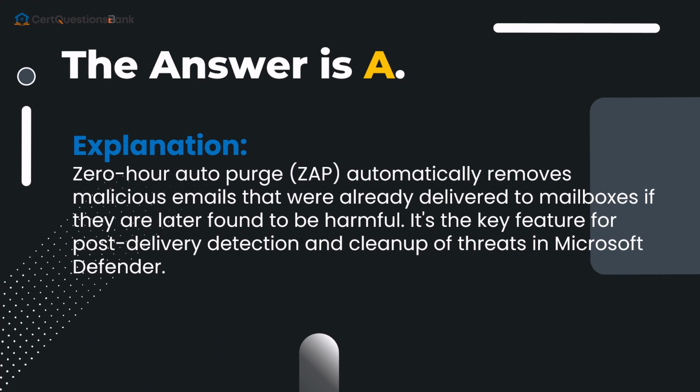The answer is A. Zero-hour auto-purge, ZAP, automatically removes malicious emails that were already delivered to mailboxes if they are later found to be harmful. It's the key feature for post-delivery detection and cleanup of threats in Microsoft Defender.